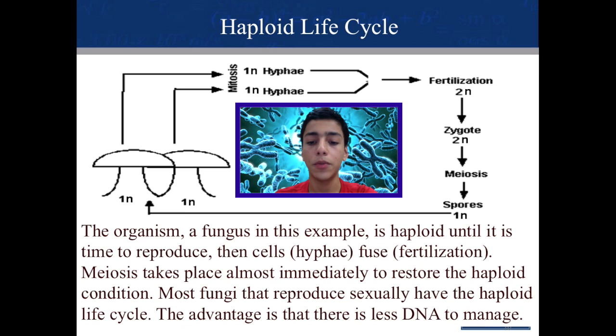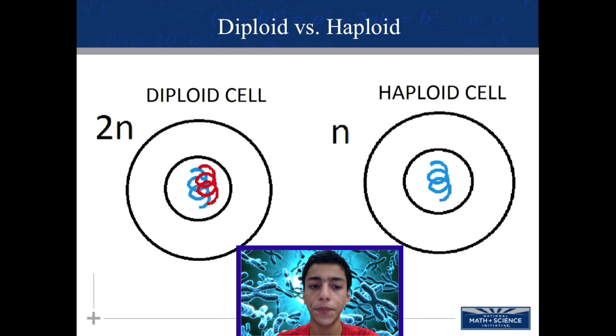Meiosis takes place almost immediately to restore the haploid condition. Most fungi that reproduce sexually have a haploid life cycle. The advantage is that there is less DNA to manage. Diploid versus haploid: as you can see, the 2N versus the N. The diploid cell has two sets of chromosomes, while the haploid has one.